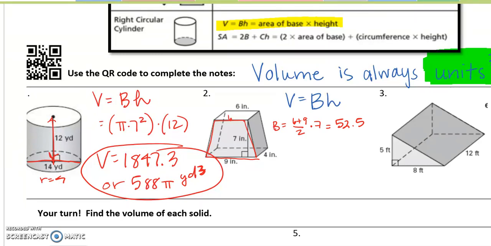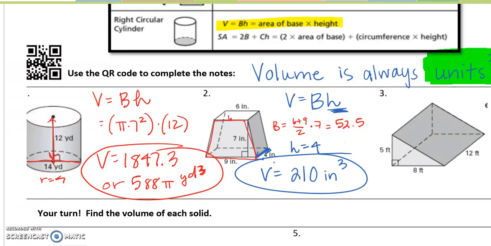The height is the distance between my two bases. So again, not up and down. In this case, it's from front to back since my bases are front and back. So my height is going to be 4. Again, in this formula for volume, this height is referring to the height of the prism, not the height of the trapezoid. The height is the distance between the two bases. All right, so I multiply those together times 4. I get a final volume of nice and pretty 210 inches cubed. There's our volume for number 2.